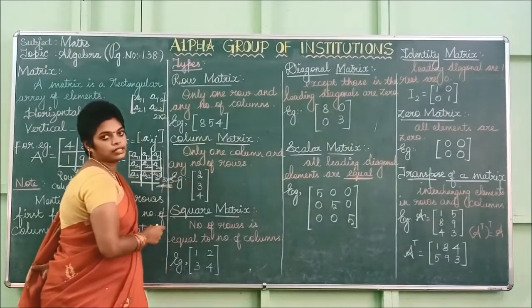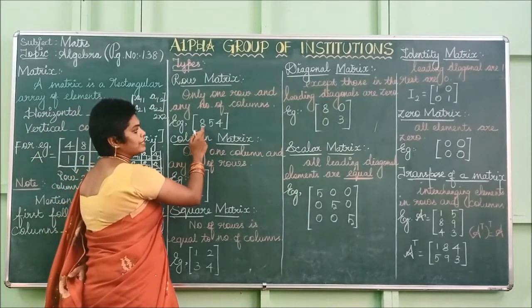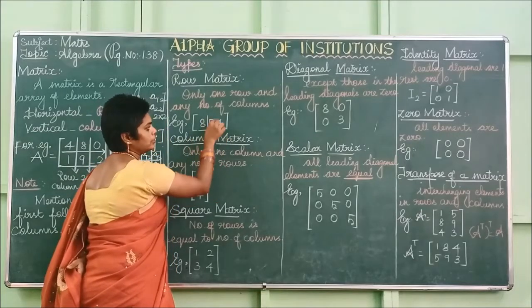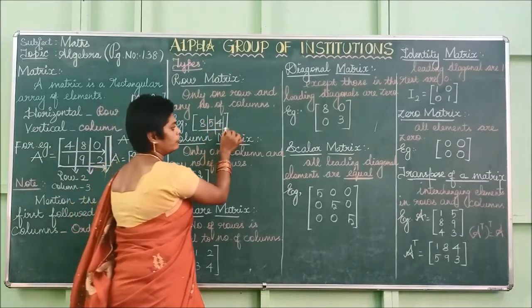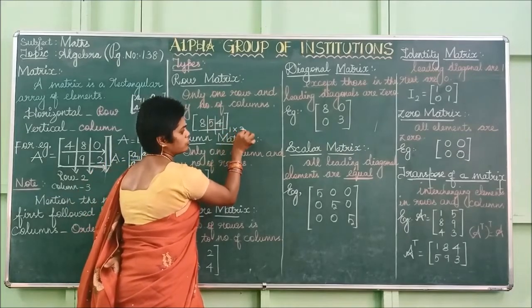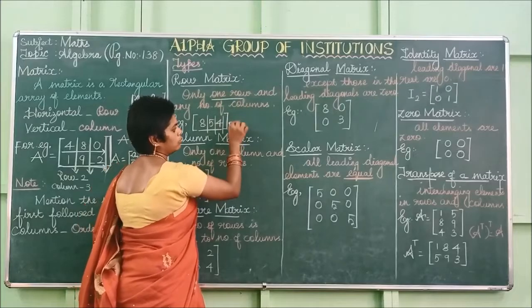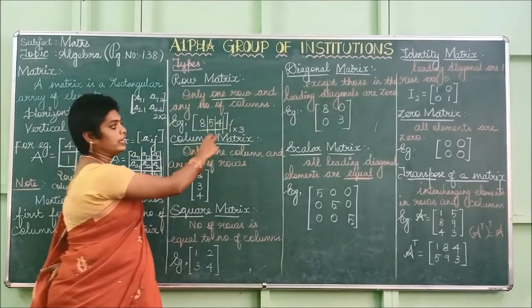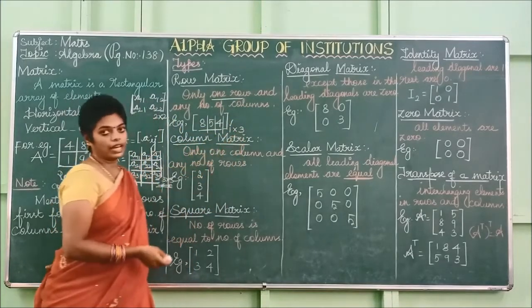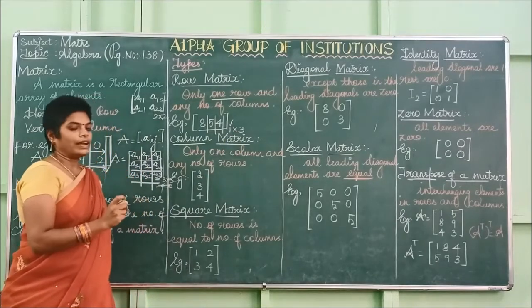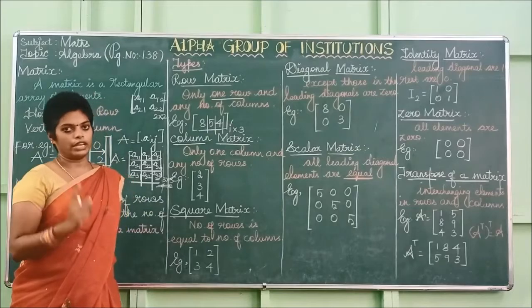So now check with this. I am taking the example as 8, 5, 2. This is only one row and 3 columns. So how can we write the order? 1 cross 3: 1 row, 3 columns. So only one row, which is correct. Only one row and any number of columns. Here we have taken 3 columns. So listen, a row matrix must contain only one row.